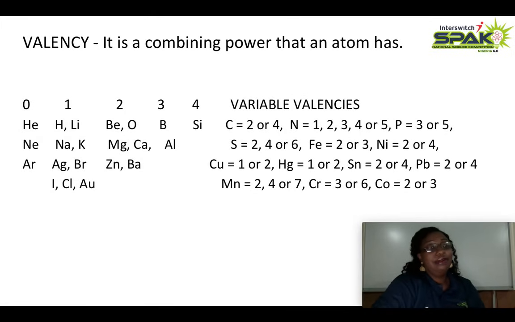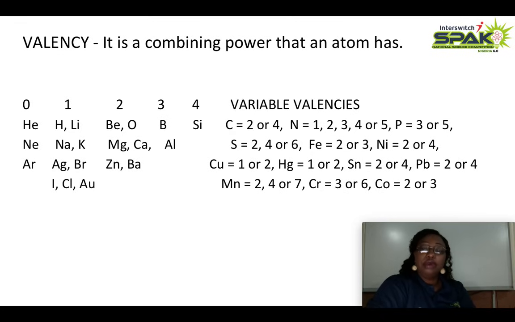Valency. Valency is a combining power that an atom has. When elements, atoms go into reactions, they are not the ones going into reactions. It's the electrons that are going into reactions. And when electrons go into reaction, there is a power that they must have. This power is known as valency. Now, each element has valency. Valency is formed based on the electronic configuration.